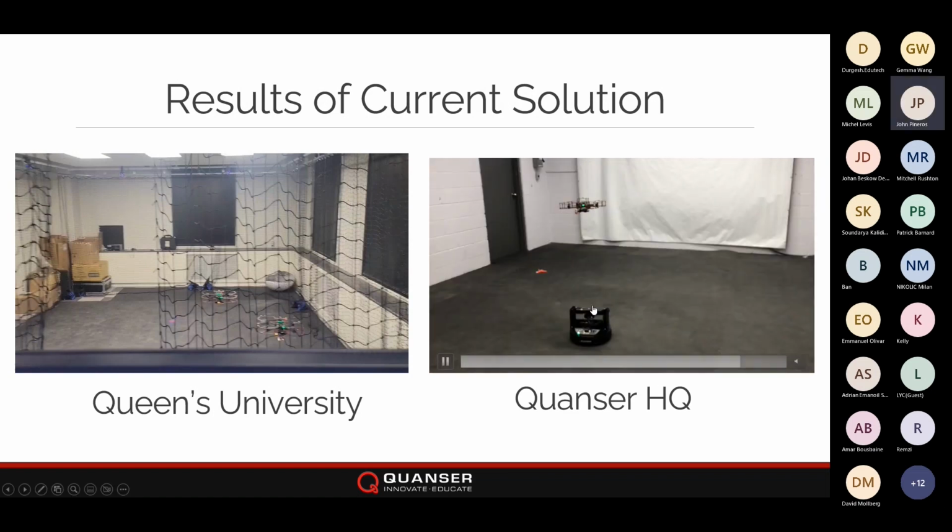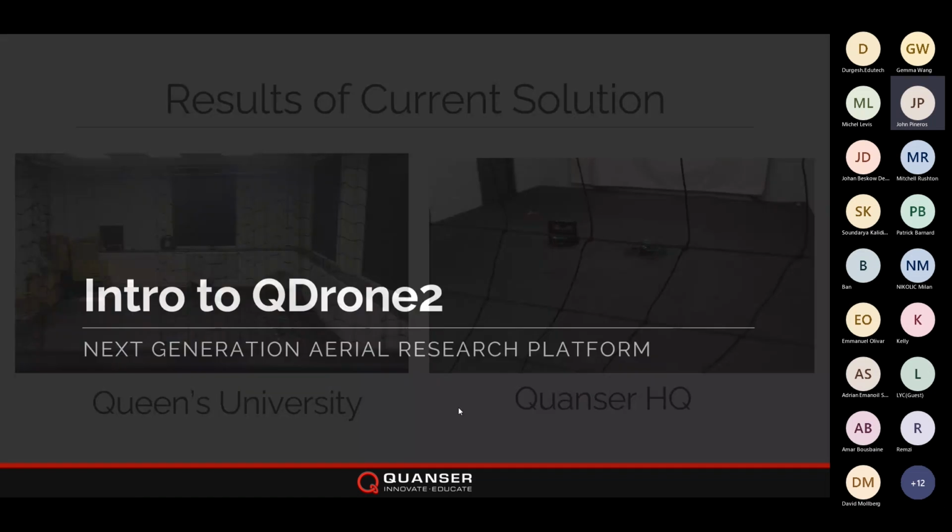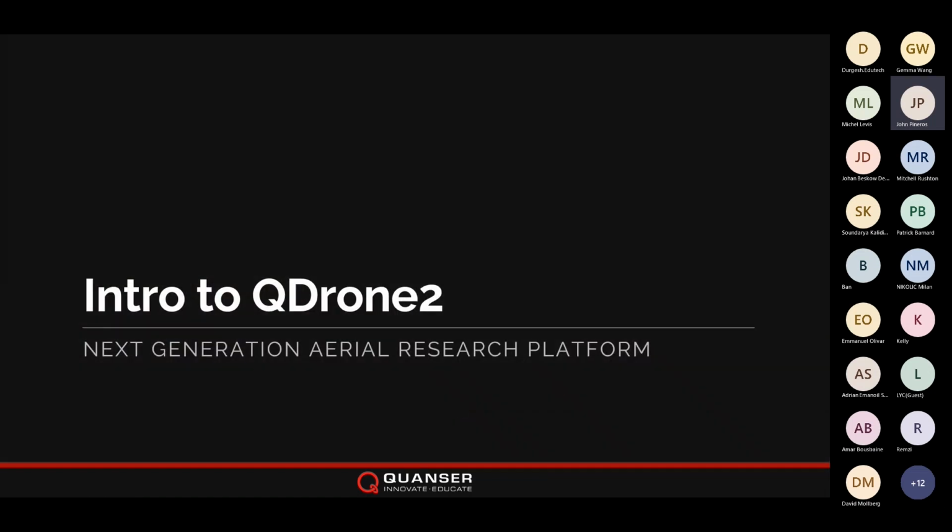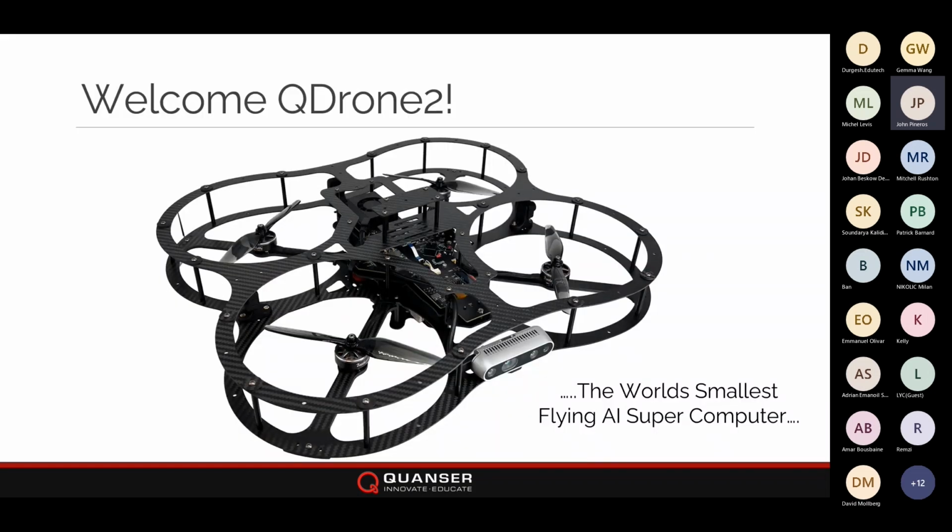But as technology has advanced, we want to be able to give you the best in terms of aerial research. And so I'm proud to announce the introduction of QDrone 2. Here it is. Taking a page from Nvidia and our lead scientist, I truly believe it is the world's smallest flying AI supercomputer. And I hope by the end of this webinar, I can give you an idea and an inspiration of what type of research you can do with our systems.